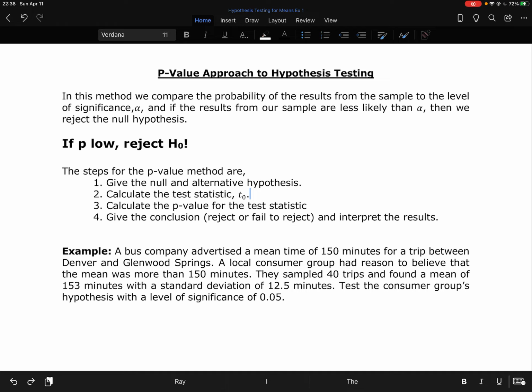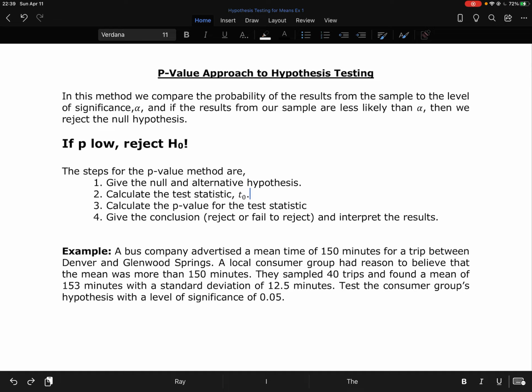So a reminder about what we want to do in the p-value approach. We want to compare the probability of the results from our sample to a level of significance, which is alpha. If the results from our sample, which is our p-value, are less likely than alpha, that's when we reject the null hypothesis. So remember, if p is low, reject H0. We say that the null hypothesis is false, and the alternative hypothesis is then true. If, however, the p-value is not less than alpha, that's when we would not reject the null hypothesis, and we would say that the alternative hypothesis was not true.